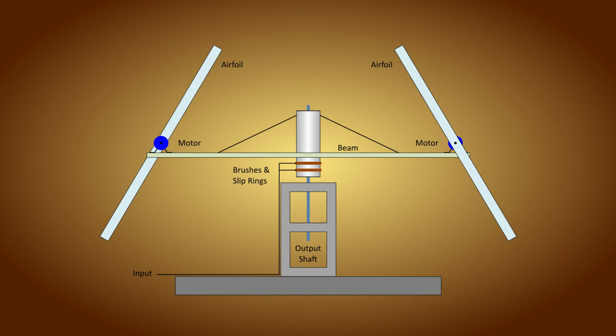Third, if the torque applied to the beam is increased, it will cause the beam to rotate faster until the drag on the beam is equal to the torque applied to the beam. Do you agree with that?